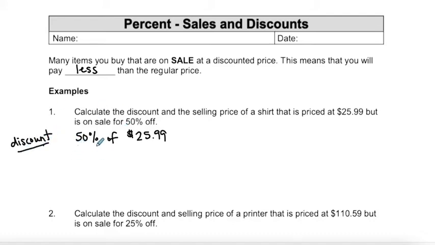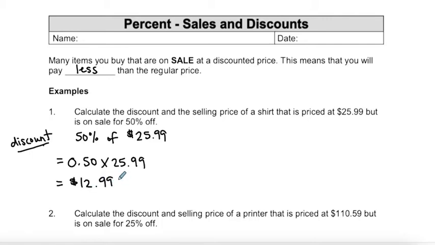So remember that 50% of $25.99 is the same as taking 0.50. So I'm changing that percentage into a decimal, and I'm multiplying that by 25.99. And that gives me a value of $13 when I round up.